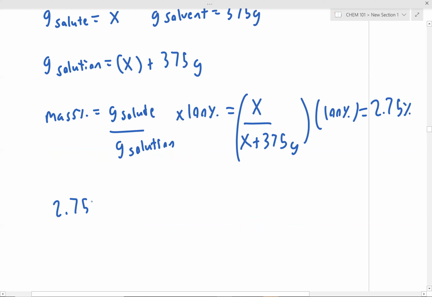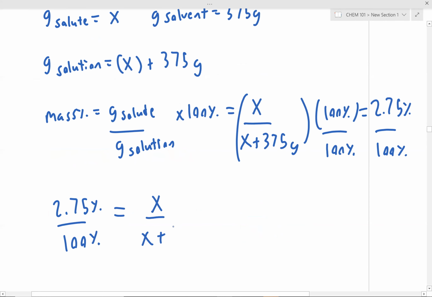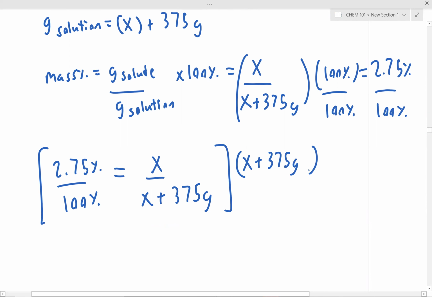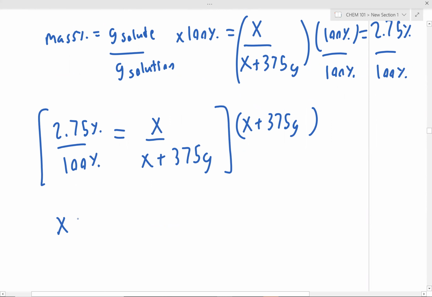So 2.75%, we're going to divide both sides by 100%. So 2.75% divided by 100% is equal to X over X plus 375 grams. What we're next going to do is multiply both sides by X plus 375 grams. Okay? And that in turn gives us X plus 375 grams times 0.0275 is equal to X.